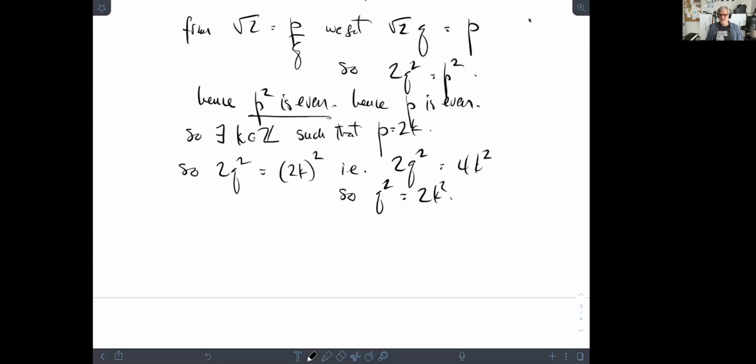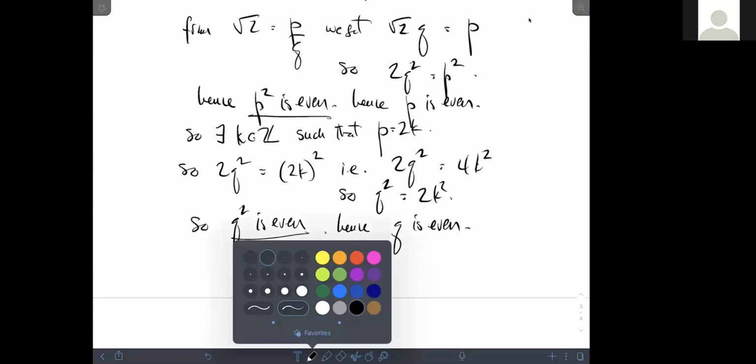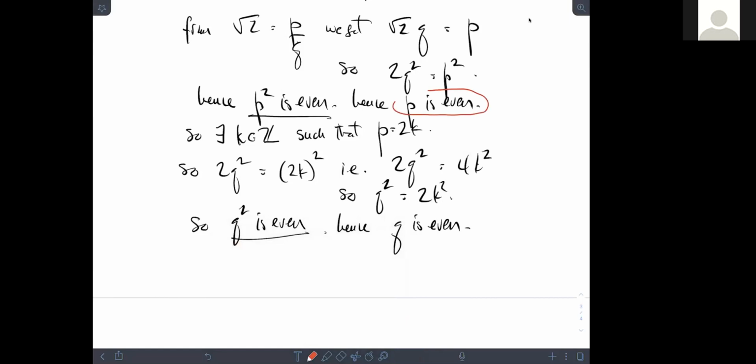I'll bet some of you can see the finish line from here, but if not, it's okay. So q squared is 2 times k squared, hence q squared is even. Same as we did just a few seconds ago. If q squared is even, q is even. Do you see the problem? Good. It's a good problem for us. We're happy. It means that the fraction p over q is not reduced since both are even.